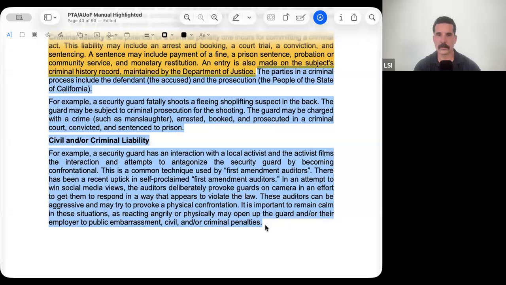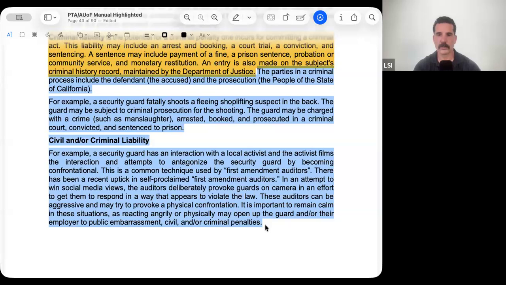Civil and/or criminal liability. For example, a security guard has an interaction with a local activist, and the activist films the interaction and attempts to antagonize the security guard by becoming confrontational. This is a common technique used by First Amendment auditors. There has been a recent uptick in self-proclaimed First Amendment auditors in an attempt to win social media views. The auditors deliberately provoke guards on camera in an effort to get them to respond in a way that appears to violate the law.